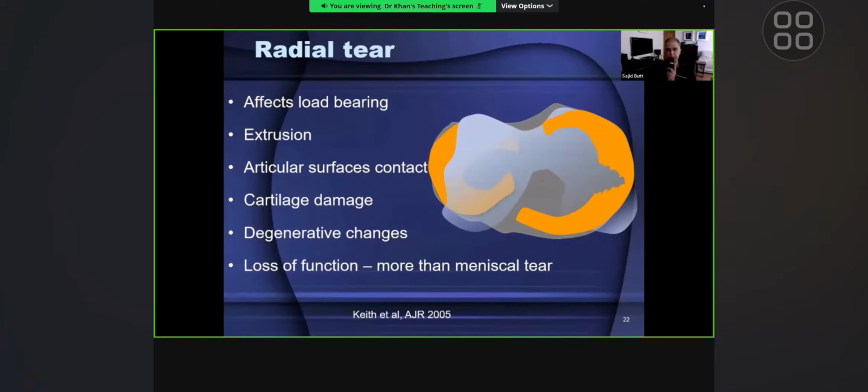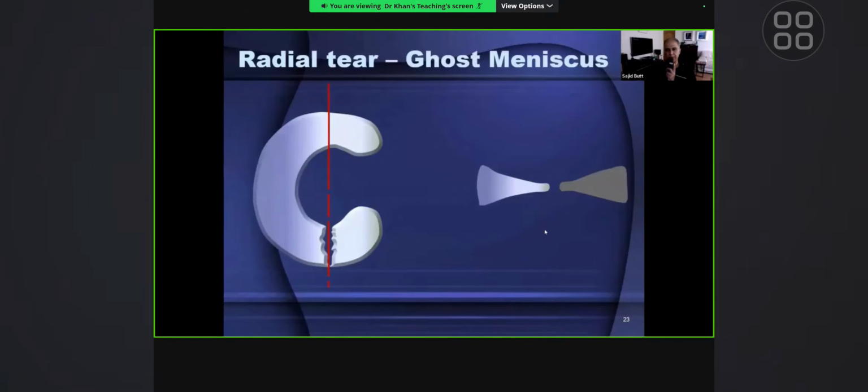If they're not recognized early enough, with the continued weight bearing and use, they can very quickly increase in size, and then they cause a lot of problems.